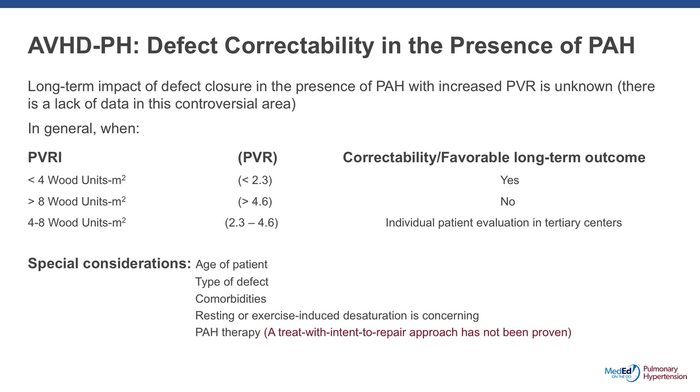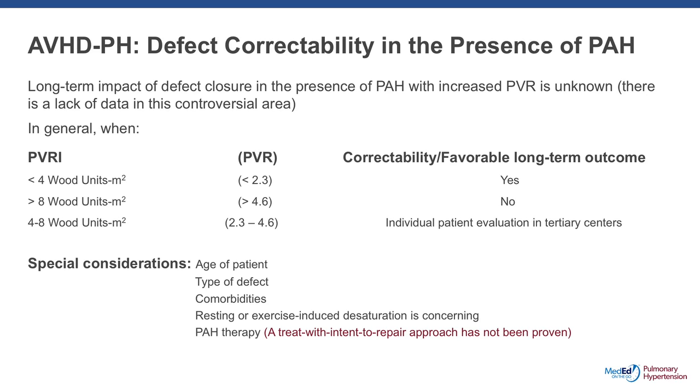So if you do a hall walk on a patient who falls into that 4 to 8 Wood units for their PVRI, and their saturation goes down from 95% at baseline to the low 80s during the hall walk, that really tells you that that patient needs that shunt to function well, and that might not be the right patient to consider closing. And then there's the whole concept of PAH therapy with an intent to repair.